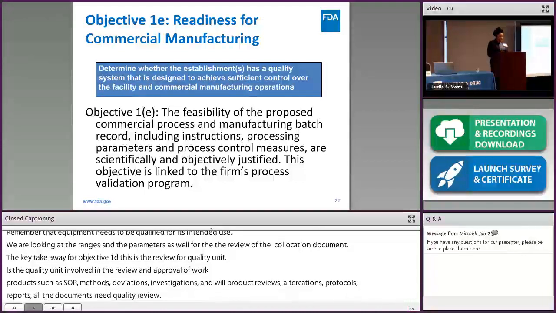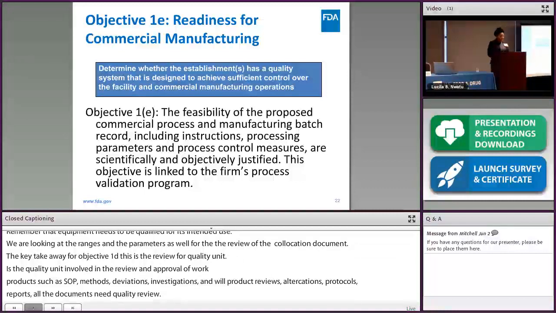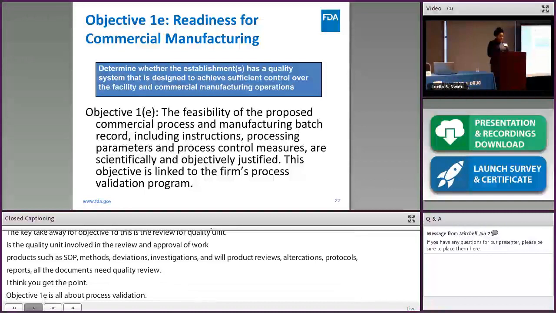Does the firm have full product and process understanding, identification and justification of critical control parameters, and the capability for full-scale commercial batch manufacturing? These are the questions that we're thinking about as we review your documents.